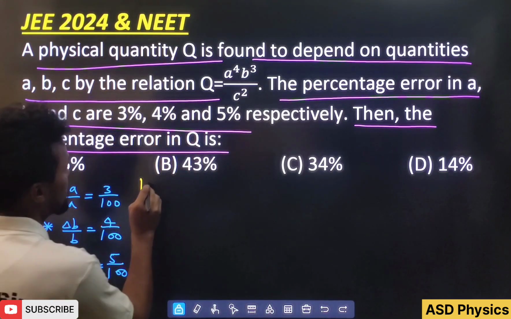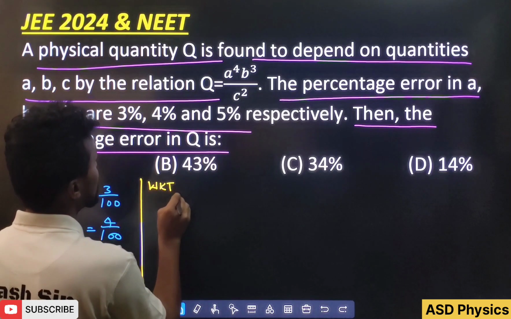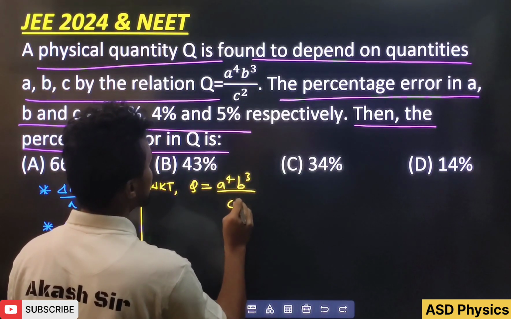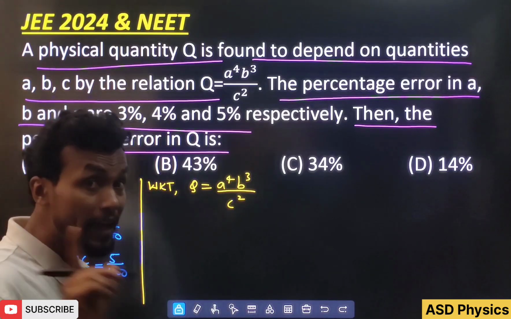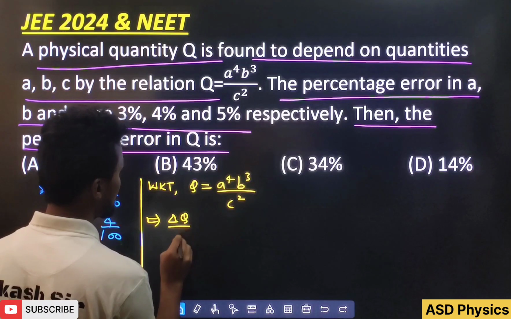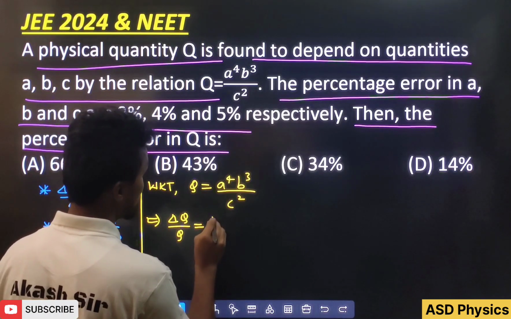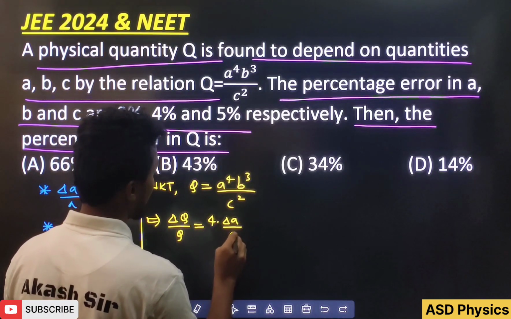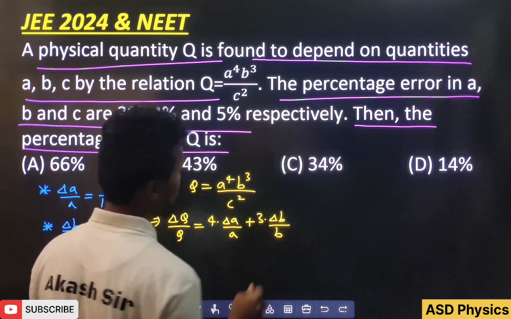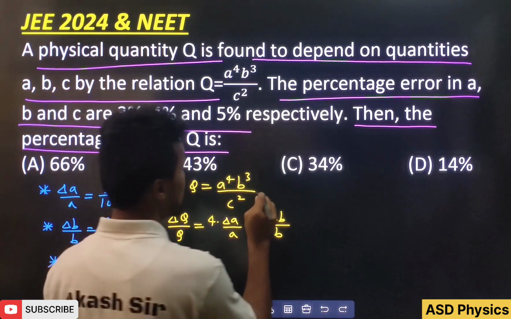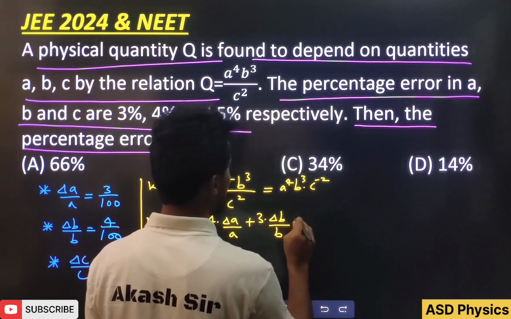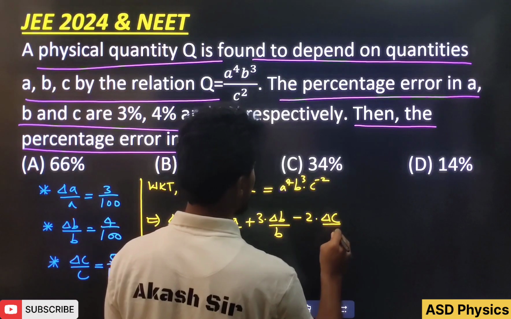Now we know, students, that Q equals A to the power 4 B cube by C square. Now we will write the error equation. So the error equation will become, kindly see, delta Q by Q is equal to 4 delta A by A plus 3 times delta B by B, and since it is C power minus 2, it should come here minus 2 delta C by C.